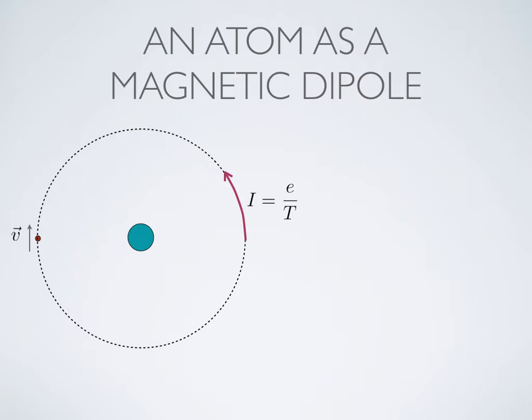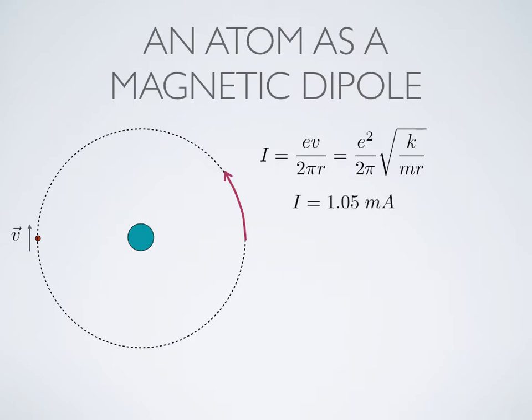In any case, the current is e divided by T, and I just solved for what T was a second ago. I'm going to go ahead and put it in as v over 2 pi r, so that I is equal to e times v over 2 pi r. Plugging in some numbers for that, I can calculate the current is equal to about 1 milliamp, which doesn't sound that impressive, but on the other hand, it's a single electron we're talking about here. That's kind of cool.